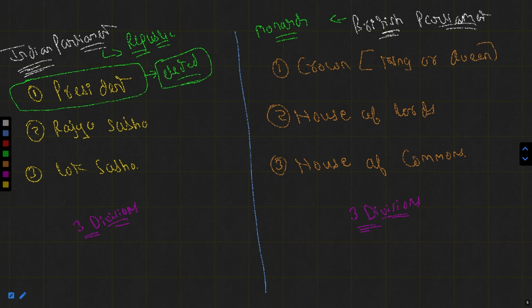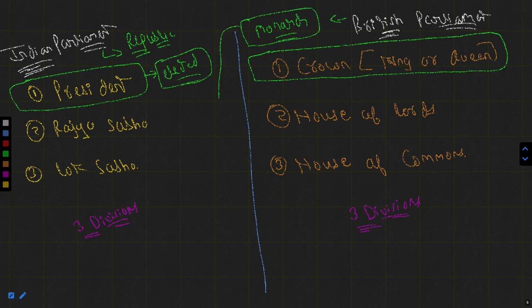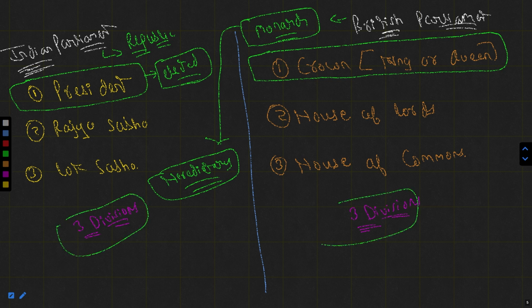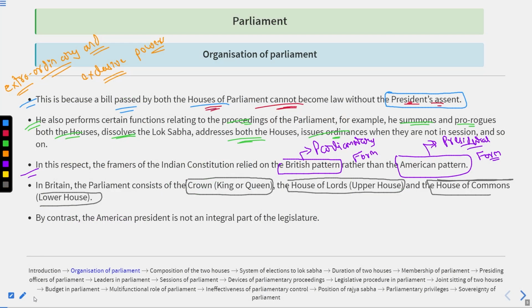While we talk about the British system, the head of the state is the crown, whether a queen or a king. All right, and in the monarch system there is no election. The position is of hereditary nature. Okay, so that is the biggest difference between the Indian Parliament and the British Parliament. The similarity is they are having the three divisions. All right. So this is the similarity.